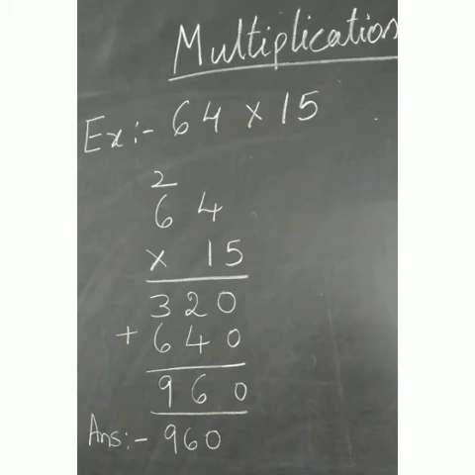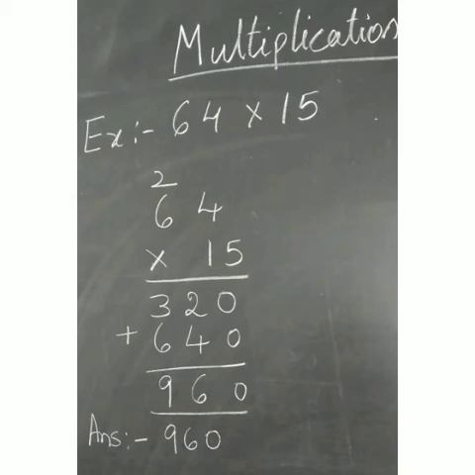Then come to the next number, that is 1, and multiply 1 with 64. You have to put 0, don't forget to put 0. ठीक है, 1 is in the tens place, so you have to put 1 0, then you multiply with 1. 1 fours are 4, 1 6 is 6.